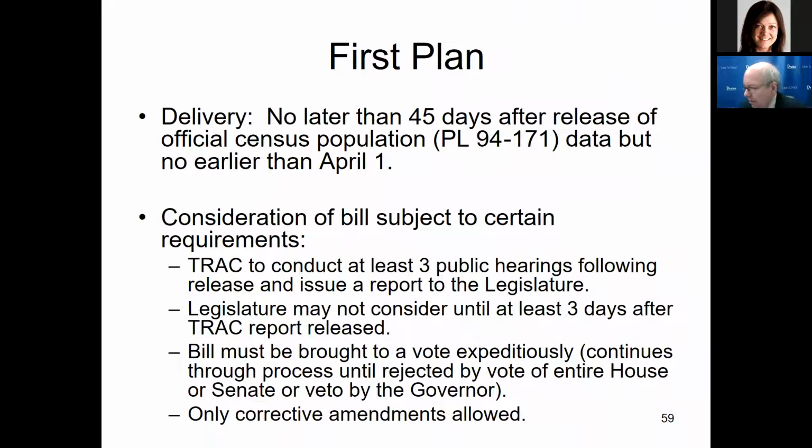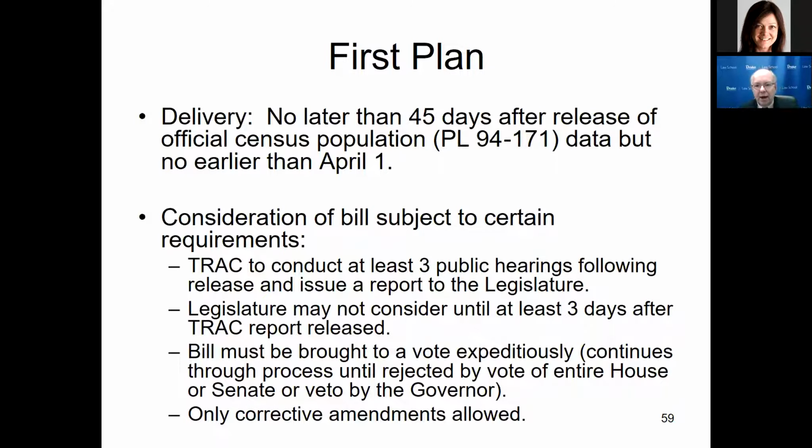So what happens upon delivery of the census data? The first plan is required to be delivered to the General Assembly no later than 45 days after the release of that data. And the consideration of that bill is subject to certain requirements. Prior to the General Assembly considering the bill, the Temporary District Advisory Commission is required to conduct at least 3 public hearings and to issue a report to the legislature. The legislature may not consider the bill until at least 3 days after that report has been released.